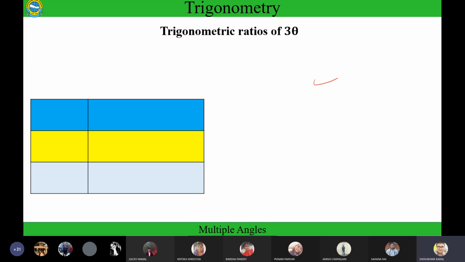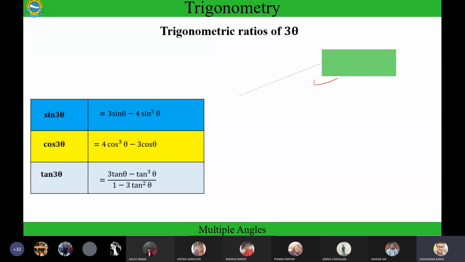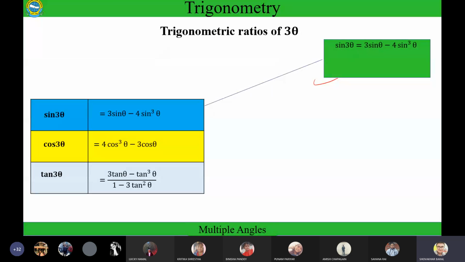Trigonometric ratios of 3 theta. Sin 3 theta is equal to 3 sin theta minus 4 sin cube theta. Cos 3 theta is equal to 4 cos cube theta minus 3 cos theta. Tan 3 theta is equal to 3 tan theta minus tan cube theta by 1 minus 3 tan square theta. We have a modification of this formula also.